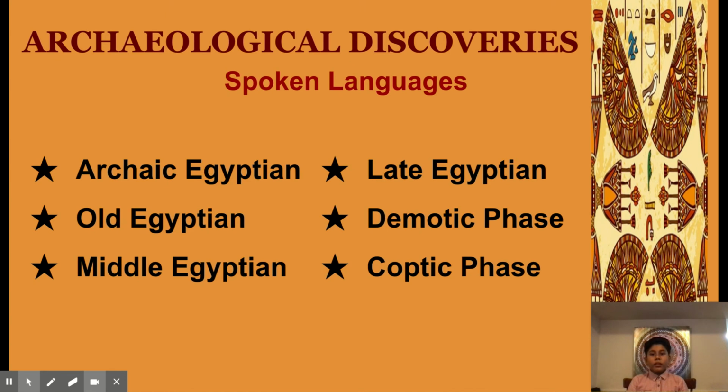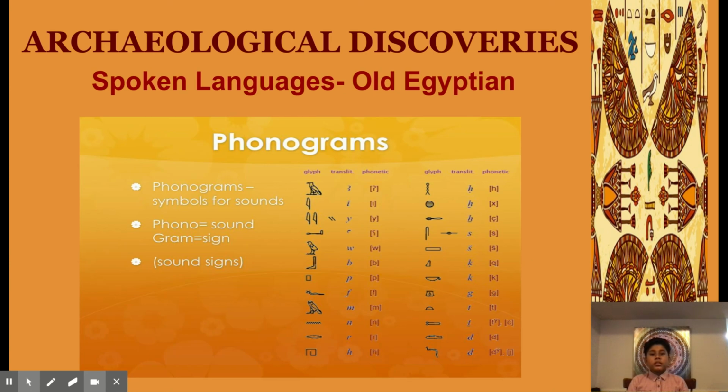The history of ancient Egyptian language is divided into 6 periods of spoken language forms. This includes Archaic, Old, Middle, and Late Egyptian, and the Demotic and Coptic phases. I'm not going into much detail, but I'd like to highlight Old Egyptian as this is the most interesting to me. Old Egyptian lasted between 2600 and 2000 BC.